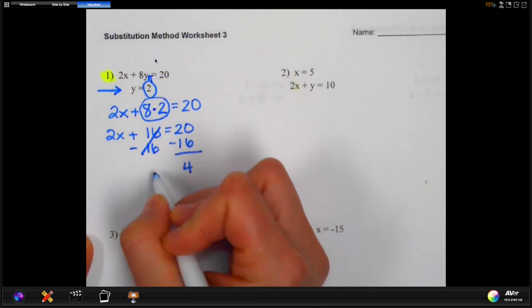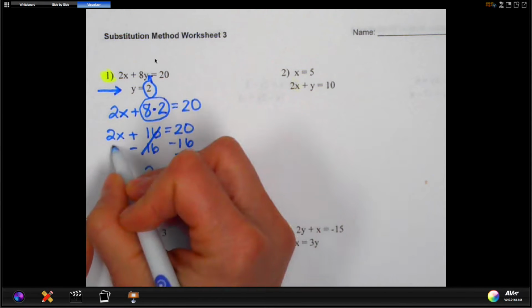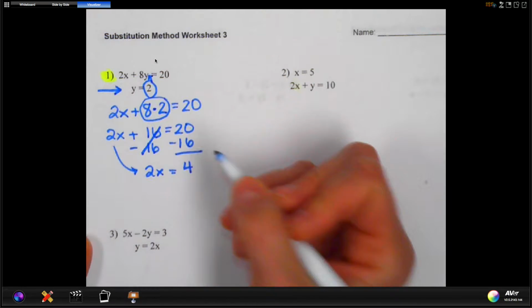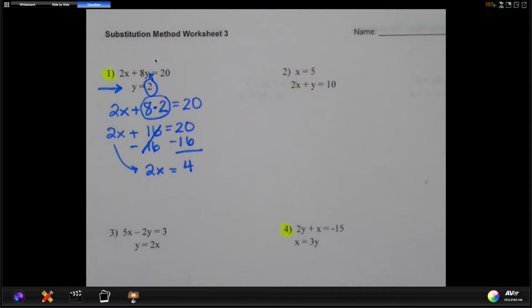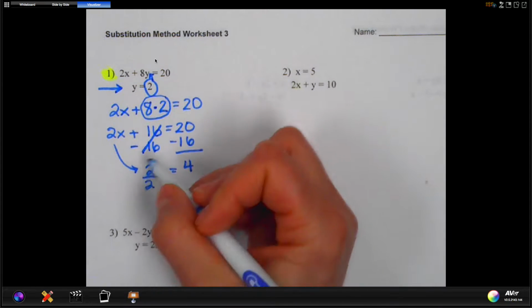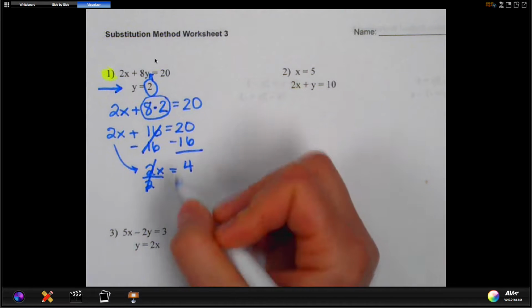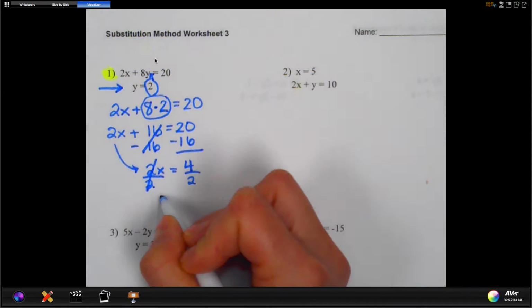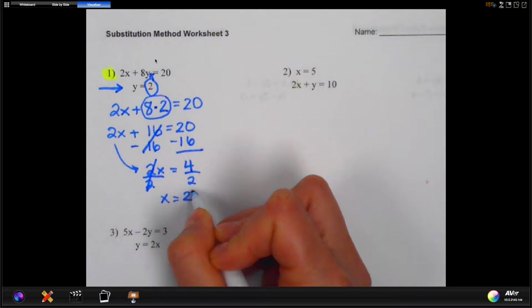Bring down that 2x from here, and our equal sign. And then our final step to solve for x is going to be to divide by the number that's next to the x. So we're going to divide by 2 and cancel it. Divide by 2 over here to get our answer of x equal 2.